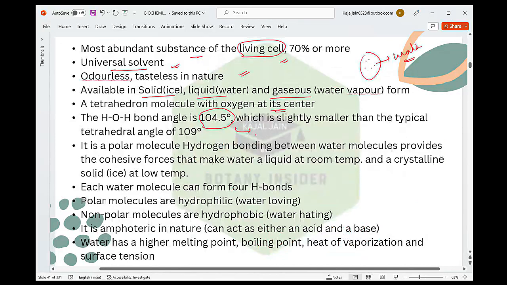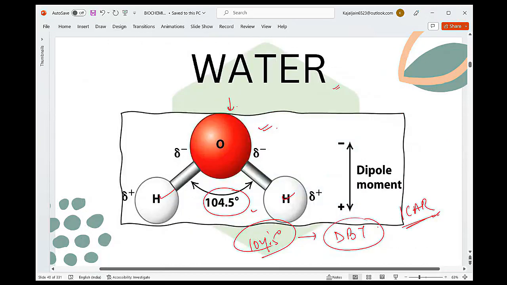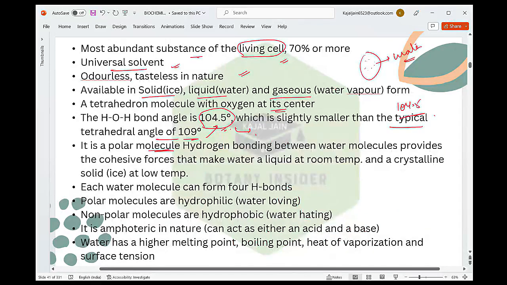Okay, remember about this, that the bond angle in the HOH, in the water molecule, is 104.5, which is slightly smaller than the typical tetrahedral angle. When we look into a typical tetrahedral angle, it is 109, but our water has a bit of a tilted structure, a bit lesser angle than the main tetrahedral. It is 104.5. It is a polar molecule. Reason being, there's a positive charge and there's a negative charge, because oxygen carries a negative charge and hydrogen has a slightly positive charge, so we call it a polar molecule.